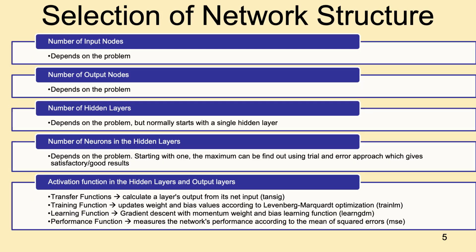The first point that you need to decide is the number of input nodes, and the second point is the number of output nodes. The third point is the number of hidden layers, and the fourth point is the number of neurons in the hidden layer, and the fifth point is the activation function in the hidden layer as well as the output layer. So these are all the major points you need to remember before selecting a network structure.